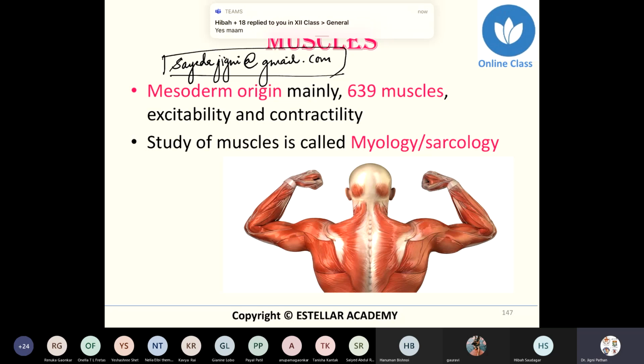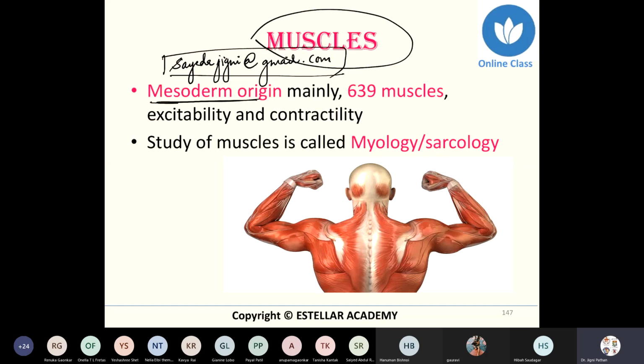Okay, next. The next tissue is muscle. Write down muscle. It is mesodermal in origin. M for muscle, M for mesoderm. How many muscles are in your body? 639. What is the main property? Excitability and contractility. Do they get excited? Yes. Do they contract? Yes. Then only we move, right? So this is an important thing that you should know. Study of muscles is called myology or sarcology. Please write it down.